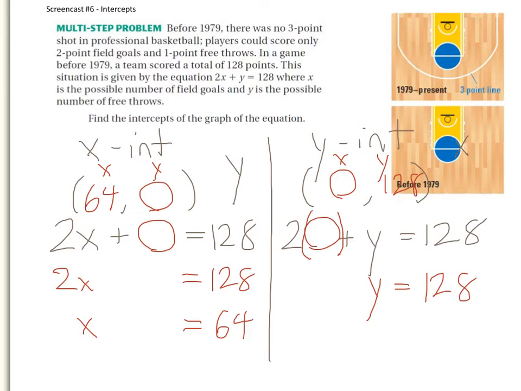So now we have our y-intercept. Our y-intercept, of course, being 0, comma 128, and again our x-intercept being 64, comma 0. So we're done with the first part. We have found the intercepts of the graph of the equation.